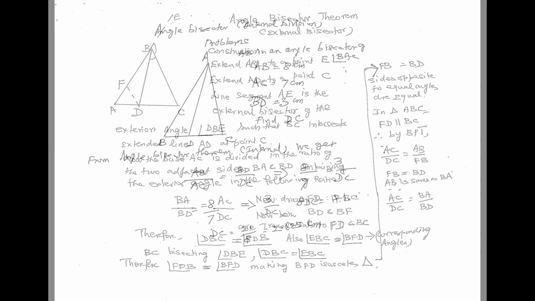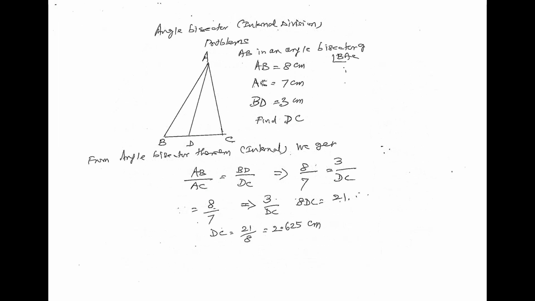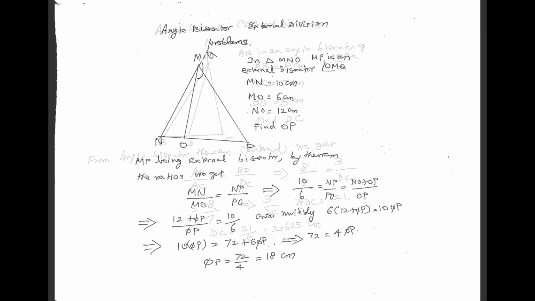Now, angle bisector internal division problem. In the picture ABC, AD is an internal angle bisector. So AB is equal to 8 cm, AC is equal to 7 cm, BD is equal to 3 cm. Find the length of DC. From the angle bisector theorem internal we just went through, we get AB by AC is equal to BD by DC. Thus 8 by 7 is equal to 3 by DC. Therefore 8 DC is equal to 21. Therefore DC length is equal to 2.625 centimeter.